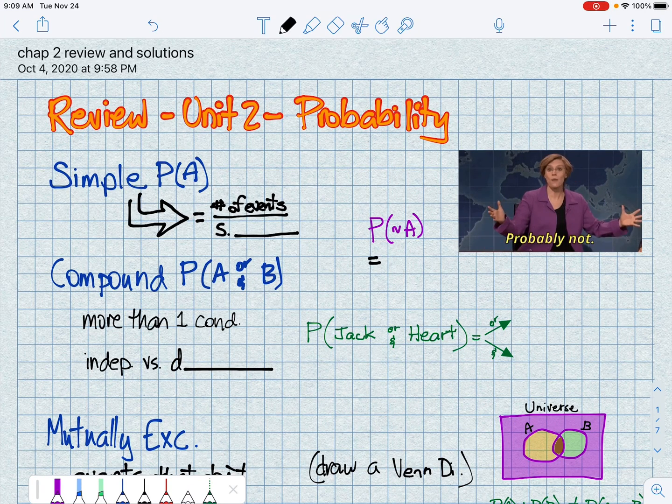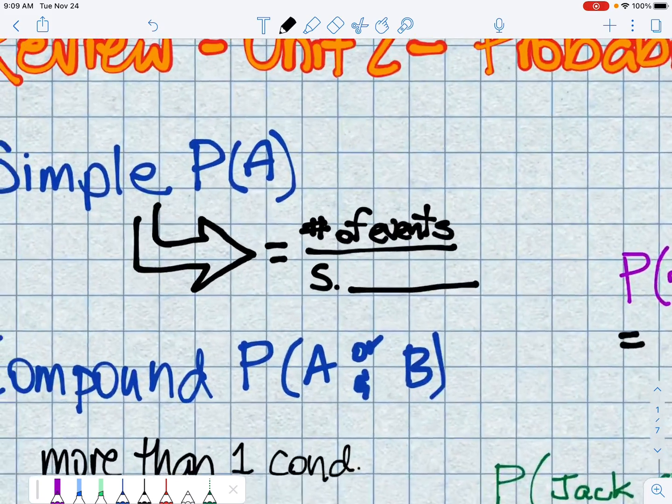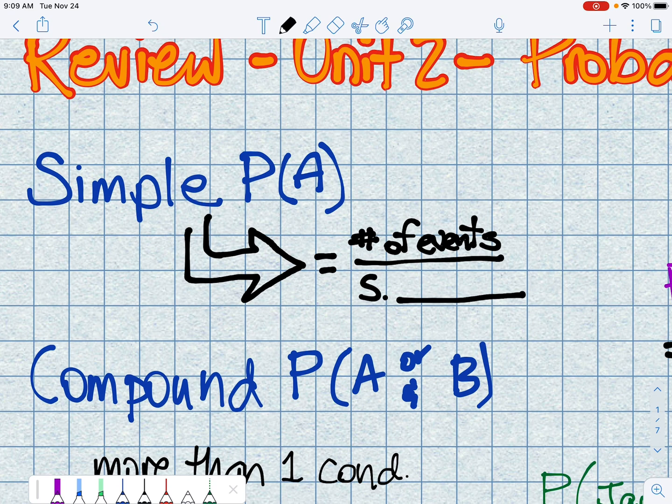All right, quick video here on chapter 2. This is all about probabilities. In chapter 1, we are picking up the idea of counting items. And so if you know the number of events divided by the sample space, as we would say, the number in the sample space, then you have the probability, okay? So that's a division problem. Number of events divided by the sample space.